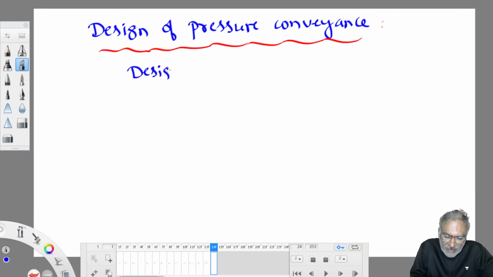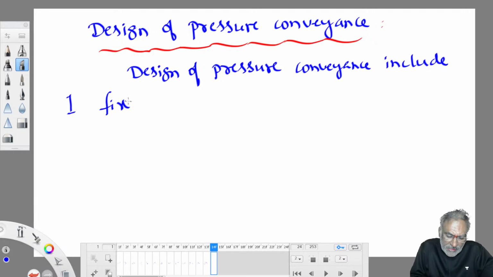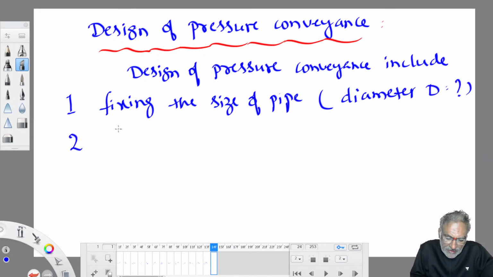So design of pressure conveyance includes fixing the size of the pipe. One is fixing the size of the pipe. What is the size of the pipe? Diameter of the pipe, diameter D. Second one is, what is the second one? Finding the capacity of the pump.